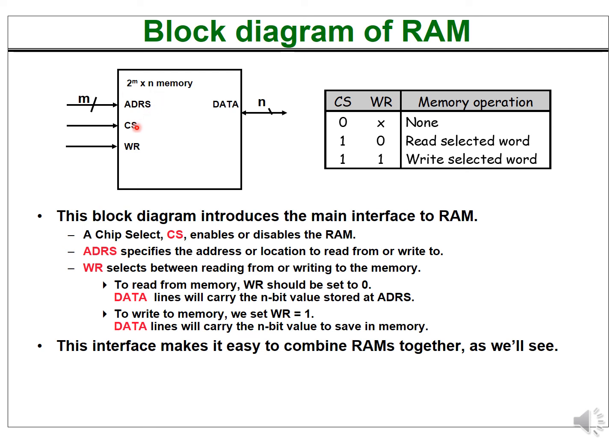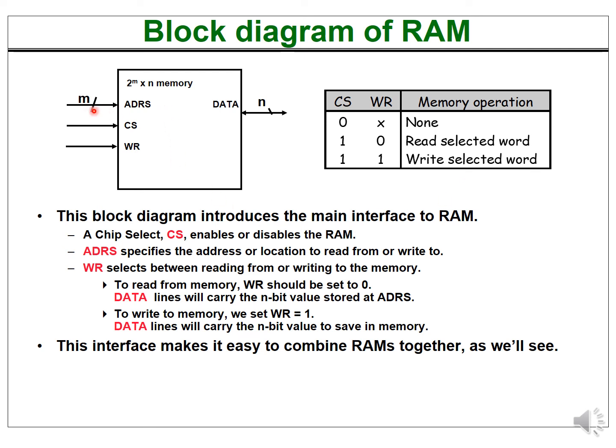Let's go through them. This chip select input essentially turns the memory chip on or off. When the chip select is 0, you cannot have any memory operation. This write signal actually works as both read and write signal. If it is 0, we take it as a read operation. If it is 1, we take it as a write operation.